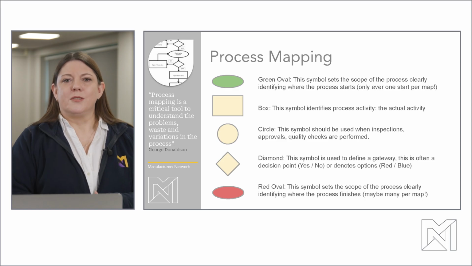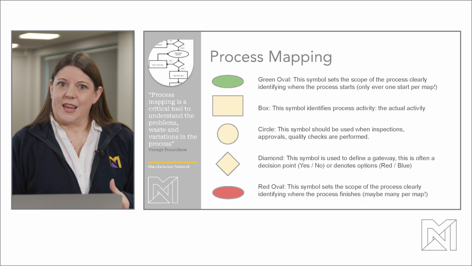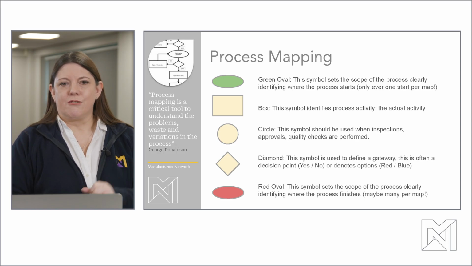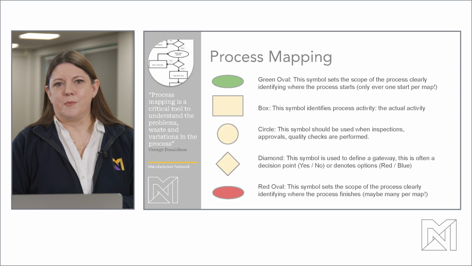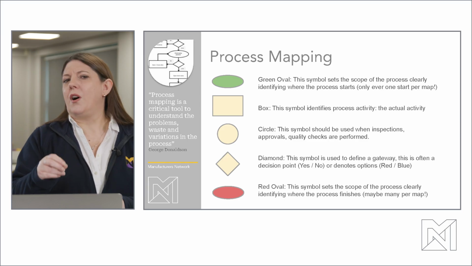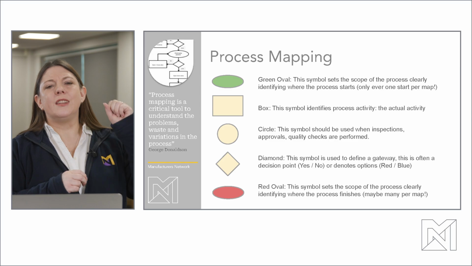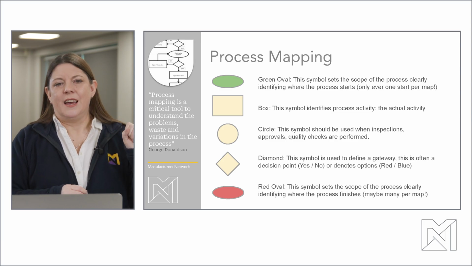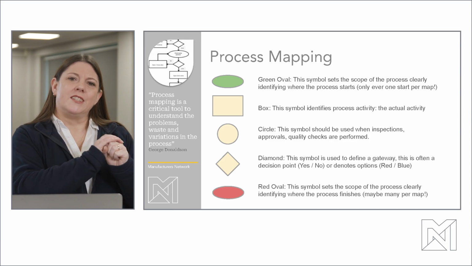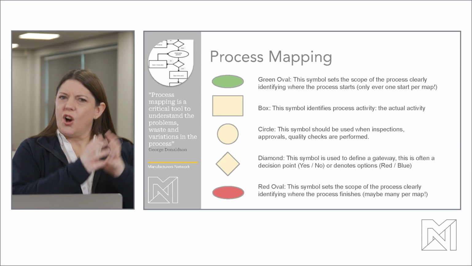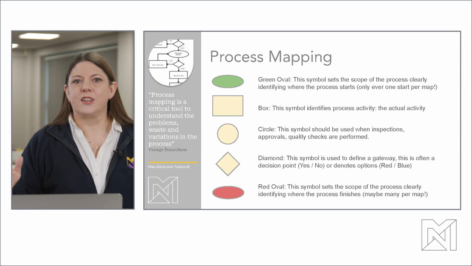Now, we have some sort of standard set of tools here, icons rather, that you might use. So it's generally a green dot or a green oval for the start of the process. Now, this is important when we're trying to understand scope, because there can only ever be one start. So we've got to make a real effort to define what the start of that process is, what the trigger is, what causes it to jump into action.